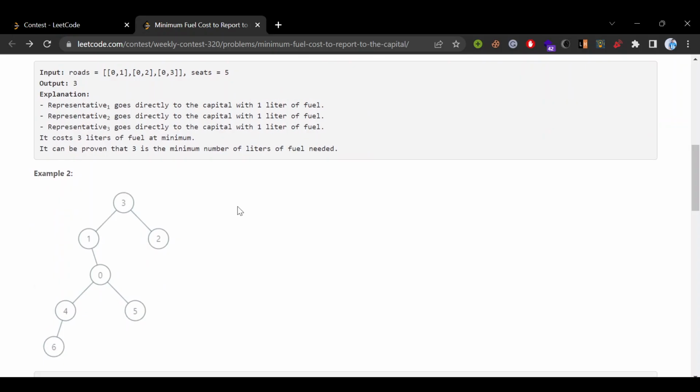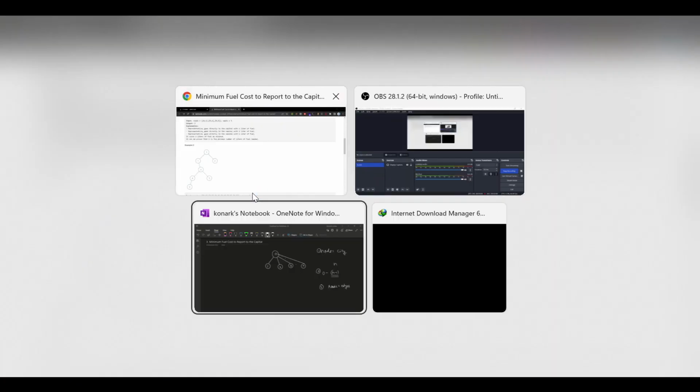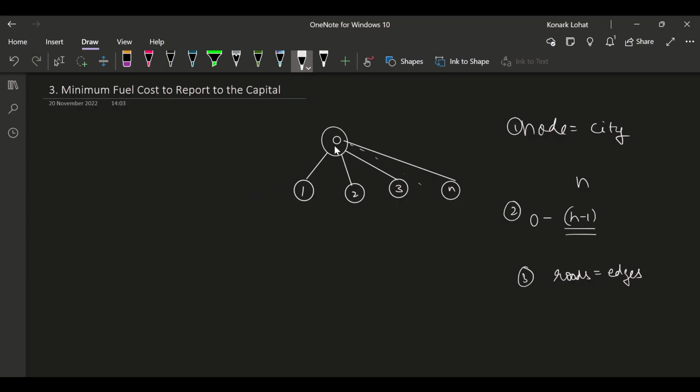Okay, so let's understand this first by an example. Let's say this is the 0th capital city, and you have these cities 4 and 5. Now let's say the seats value is equal to 2, which means that there is a car and there are only 2 seats.